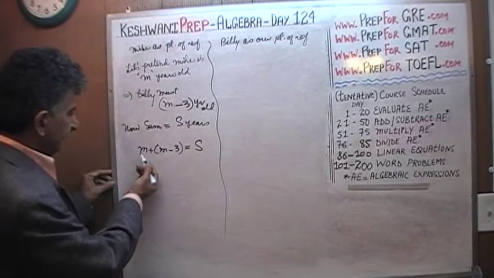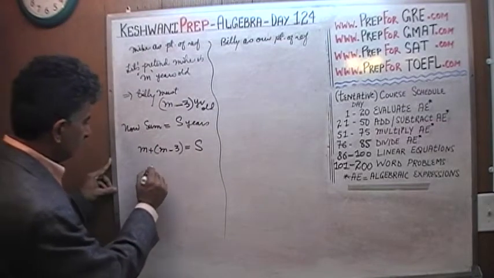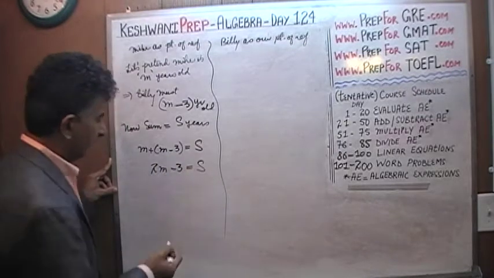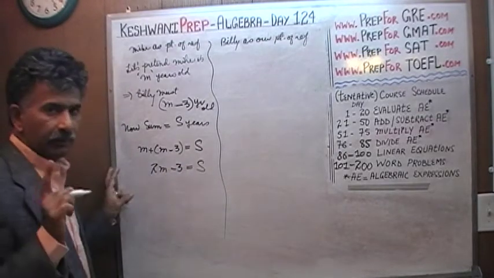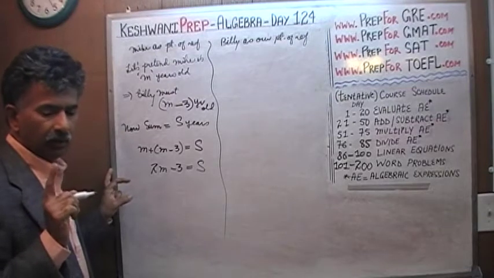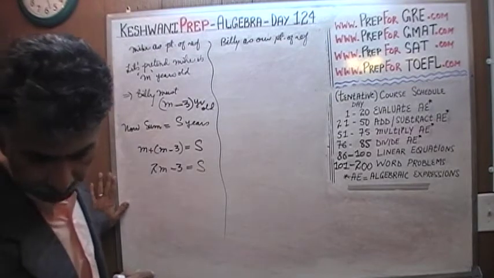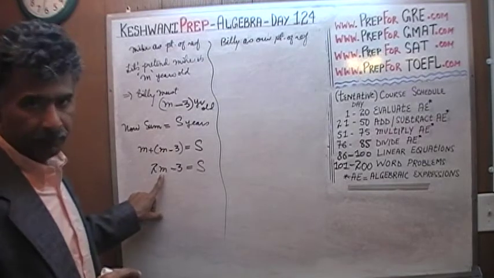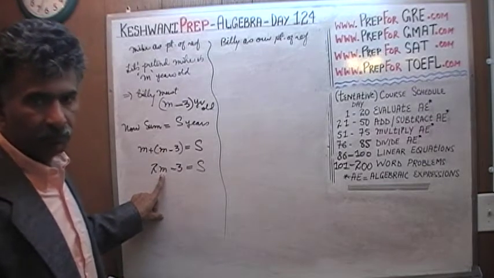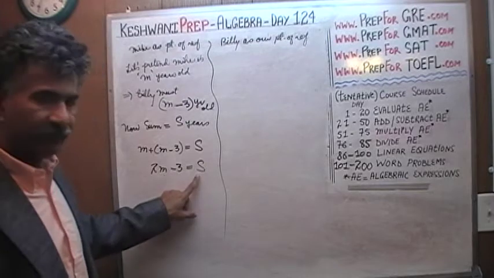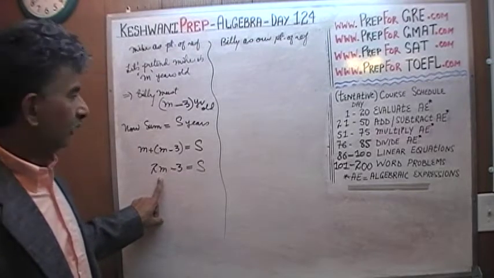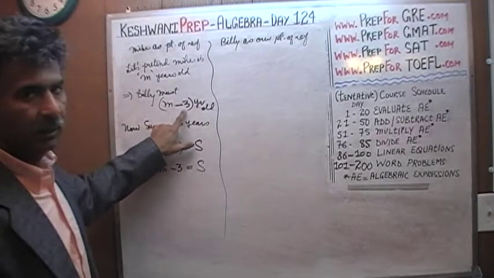Alright, so let's add up. We have M here and M here, so that's 2M minus 3 equals S. Now remember, what was the punchline? What was the question? How old are they? We have to first solve for M. M is Michael's age, so we're going to express Michael's age in terms of S. And once we have Michael's age, who is 3 years older, from Mike's age we're going to subtract 3 and we're going to get Billy's age.